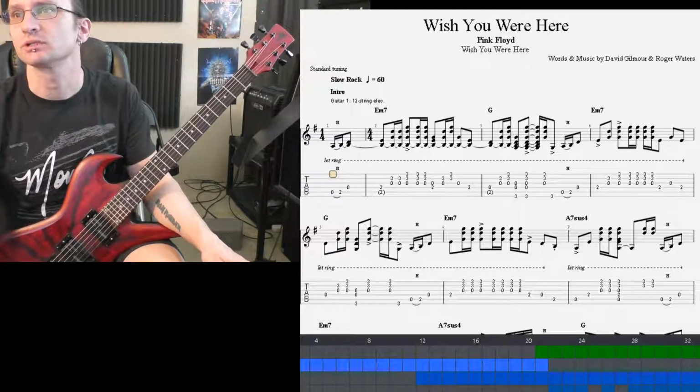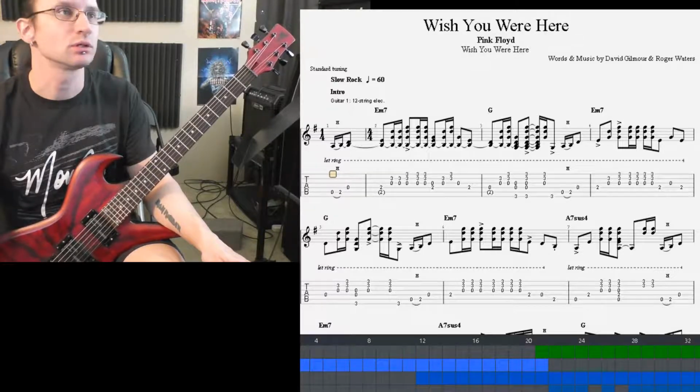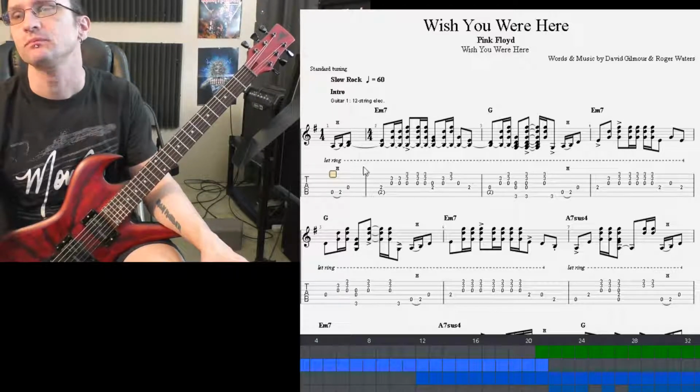So the first question said, "Why are there chords marked above the measures when the chord changes in the measure?" So let me get back to that screen here. This looks like an example of the overall chord that's happening there. If you're looking at all the notes here, the lowest note in there is an E.